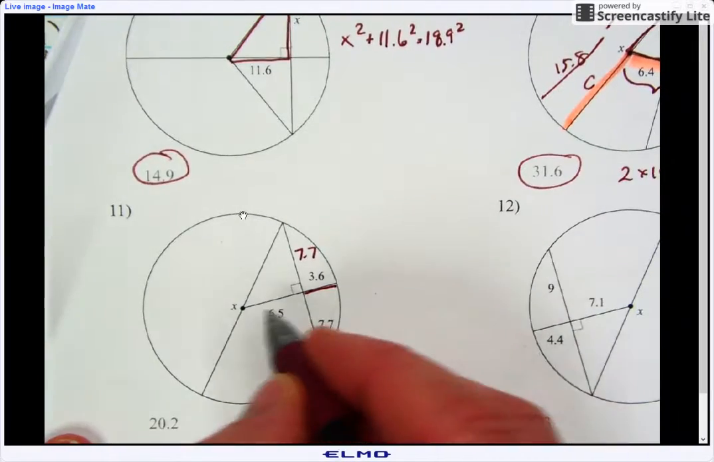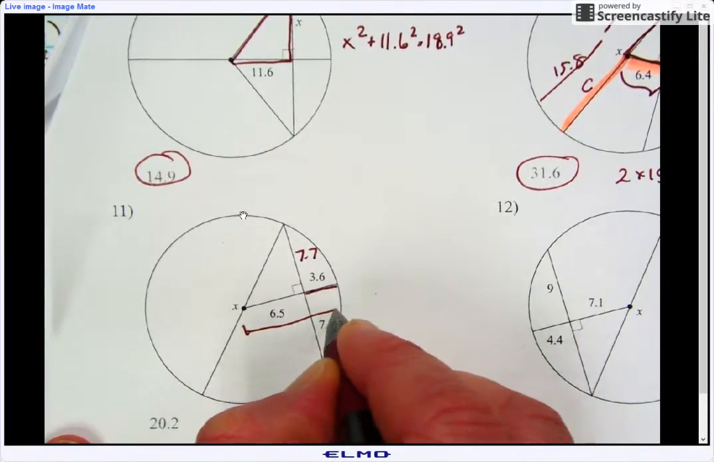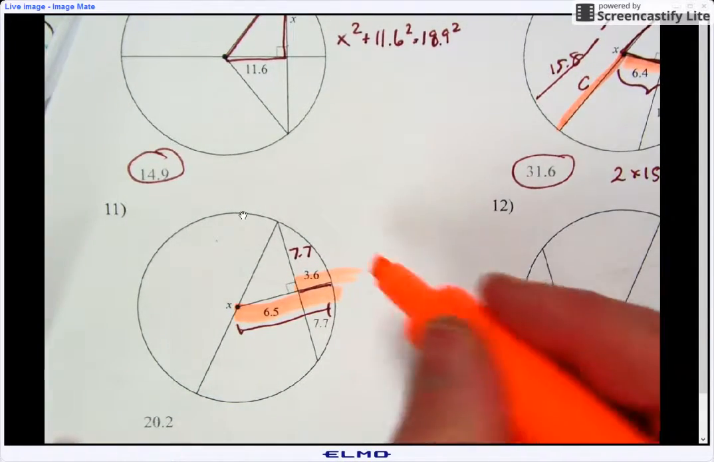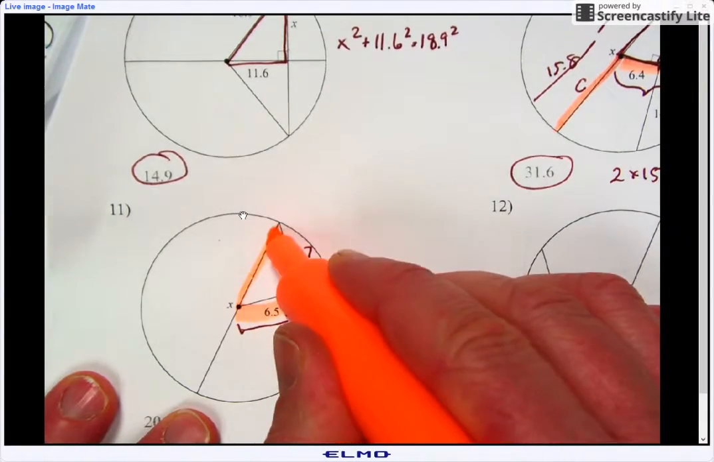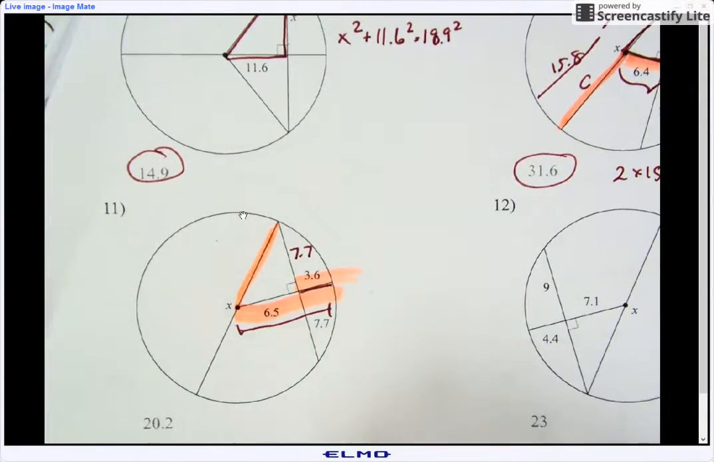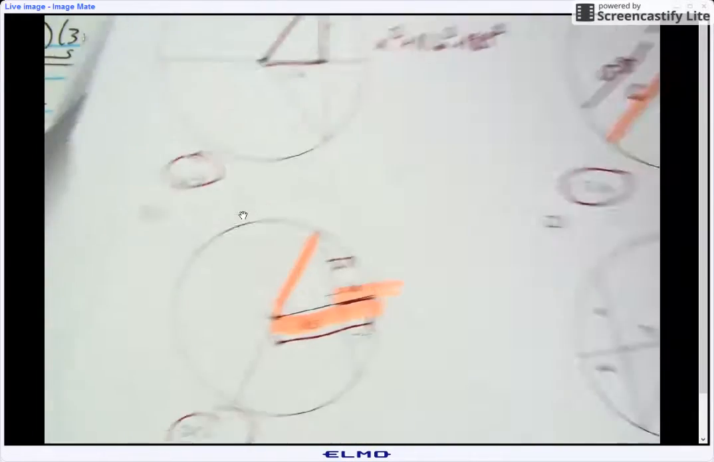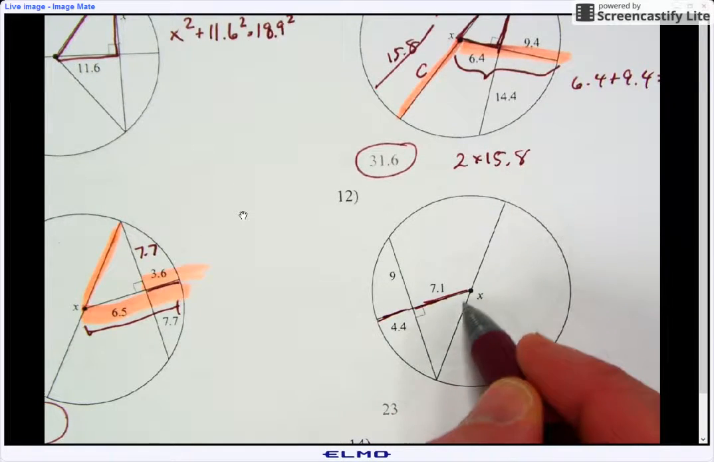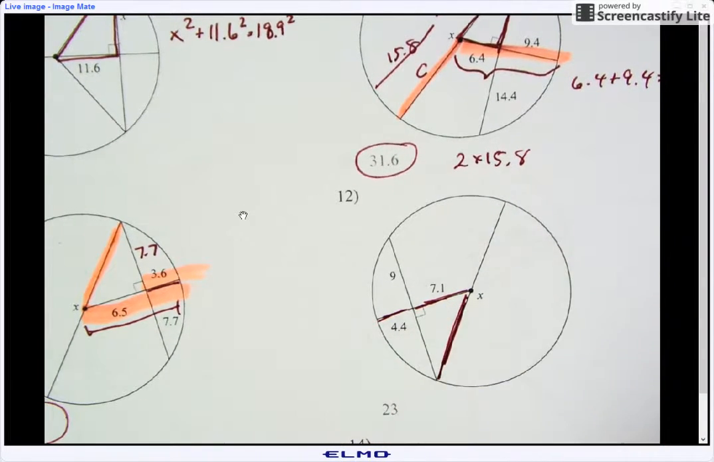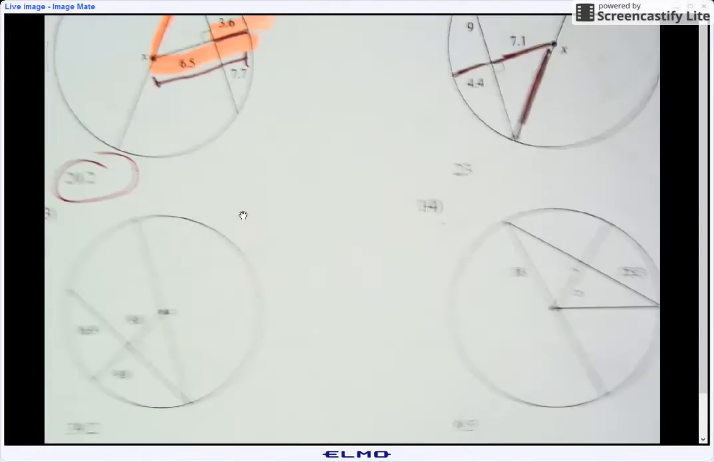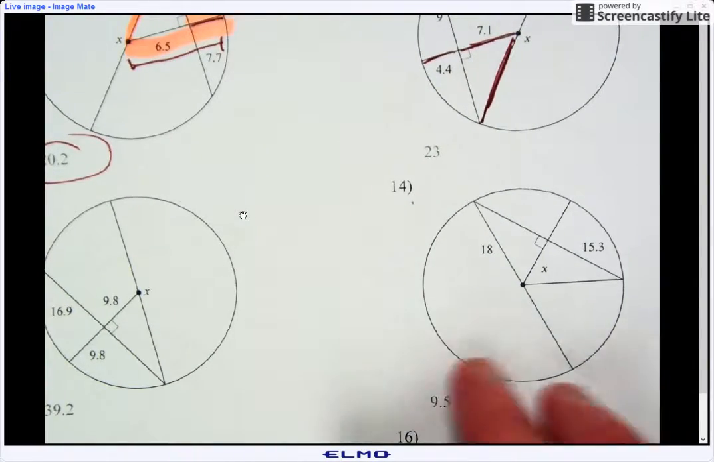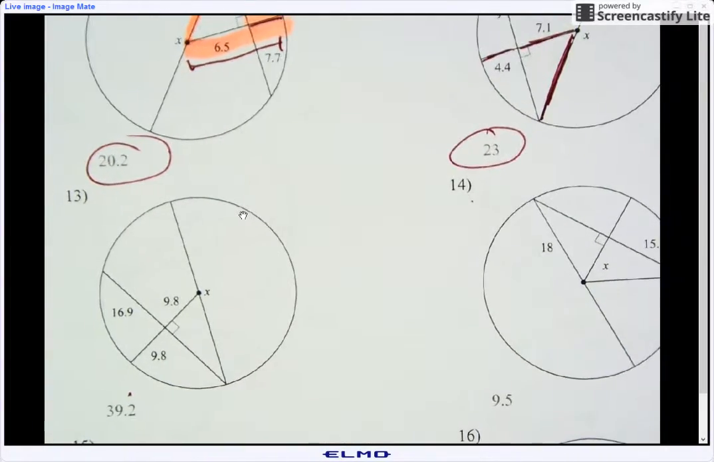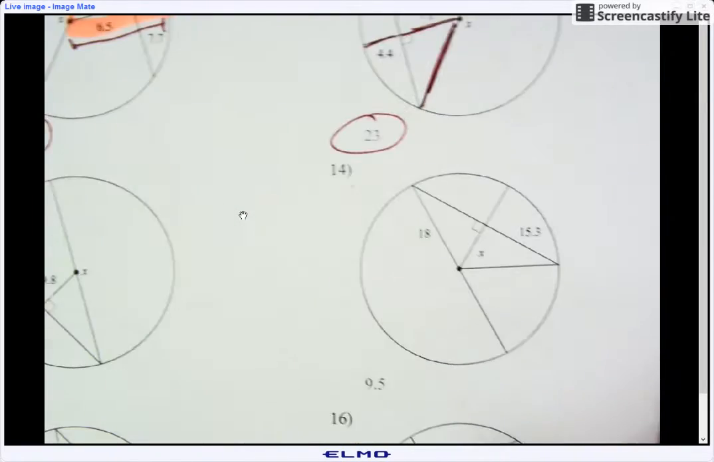Same thing on this one. Notice, we know the radius. If we know the radius, just add those two together, and that is the radius. Double it to get your x. I know these problems are all kind of similar. Boom. Those two things are equal. Similar answers on here. So 23, 39.2.